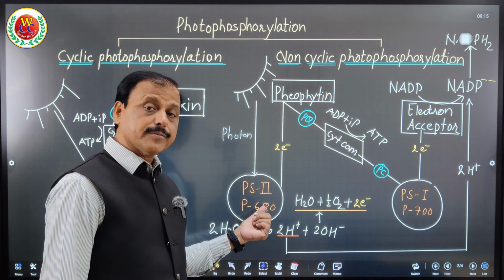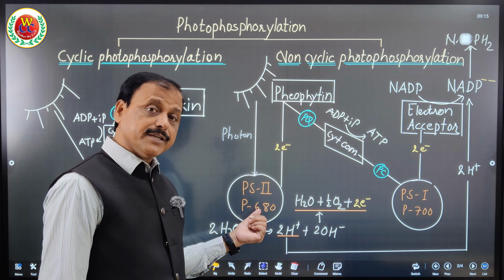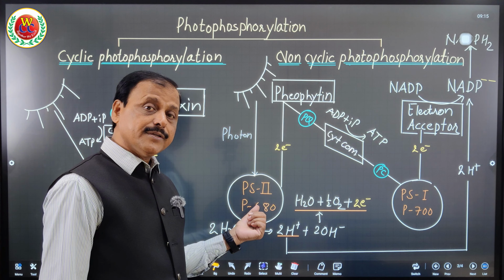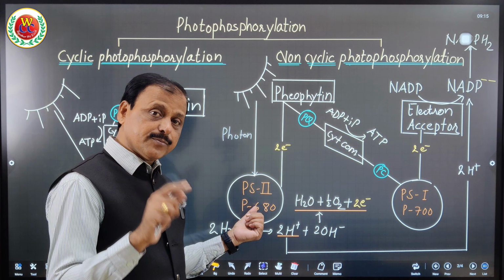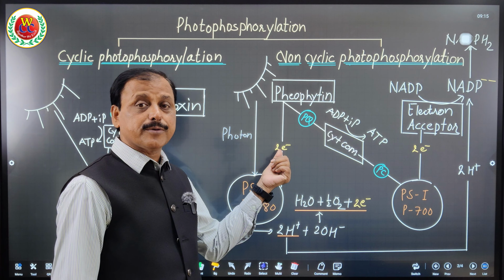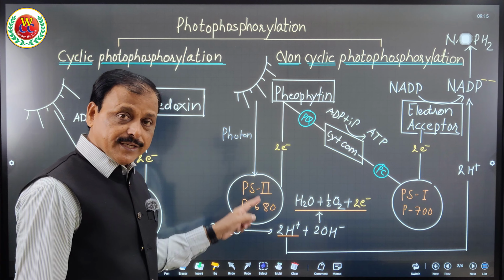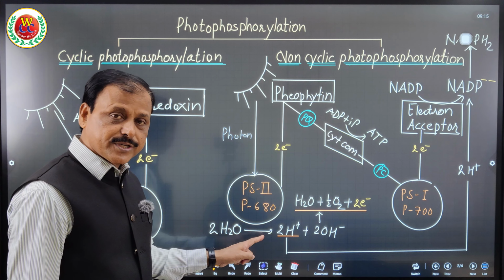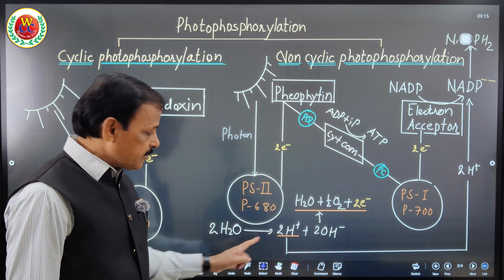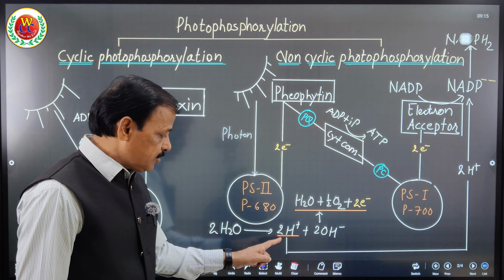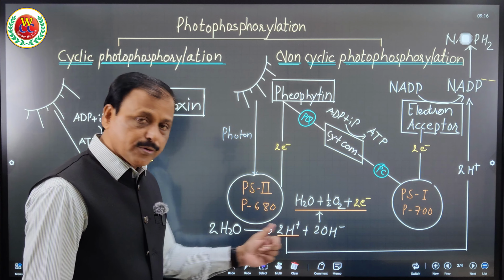Now when it absorbs, the chlorophyll with the porphyrin ring having magnesium also gets oxidized and releases two electrons. But how? Before that, light energy is used to photolyze the water. This water molecule gets photolyzed into two molecules of hydrogen and two molecules of OH.